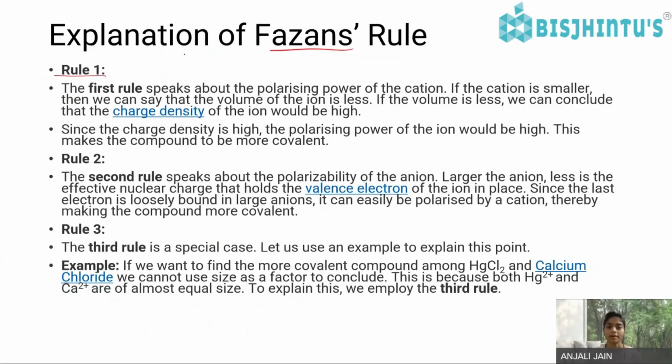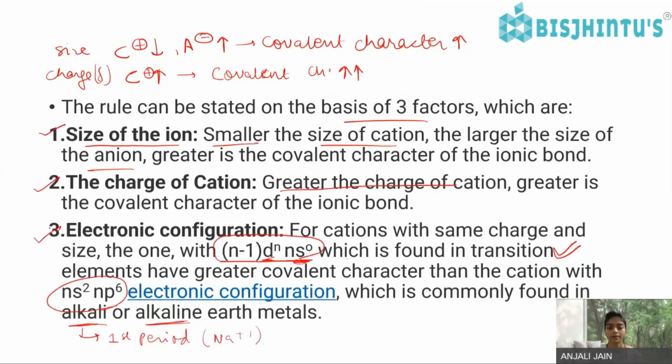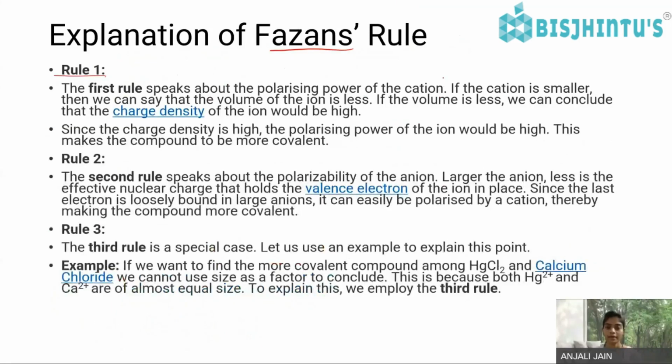Explanation of these Fajan's rules which we have studied over here: size of the ion, the charge of the cation, and the electronic configuration. So what do they assume over here? The first rule speaks about the polarizing power of the cation. How much can the cation polarize? If the cation is smaller, then the volume of the ion is less, and if the volume of the ion is less, then we can conclude that the charge density of the ion would be high. Like if in a small space you have to keep some atoms, then density, which equals mass upon volume, will increase as the mass increases.